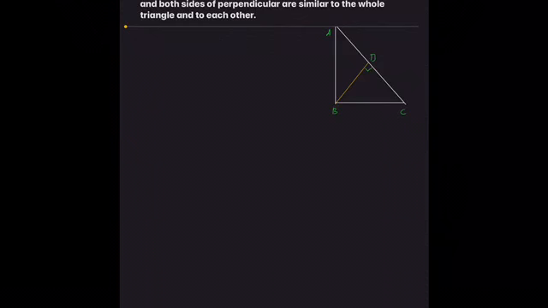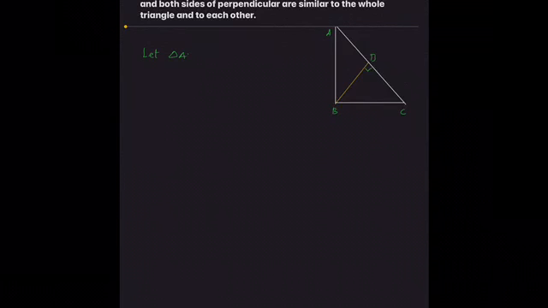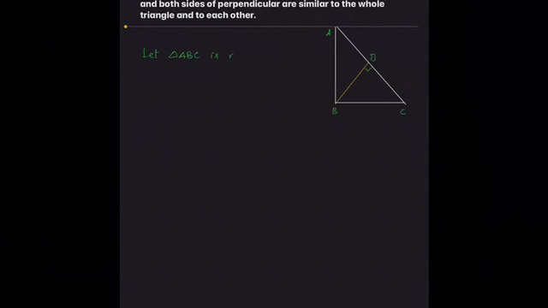So here they have taken a right angle triangle. Let us consider triangle ABC, right angled at B. So angle B is 90 degrees. What they are proving is, if you draw a perpendicular from this B to D, it will divide the triangle ABC into two triangles. Each triangle will be similar to each other, as well as similar to the entire big triangle.